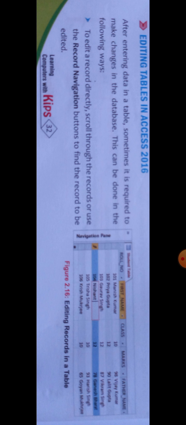To edit a record directly, scroll through the records, or use the record navigation buttons to find the record to be edited. To do so, we double click on the cell where we want to make changes and type the information into the field. A pencil icon appears at the extreme right in the record selector column to indicate the edit mode. Now we can edit and save.